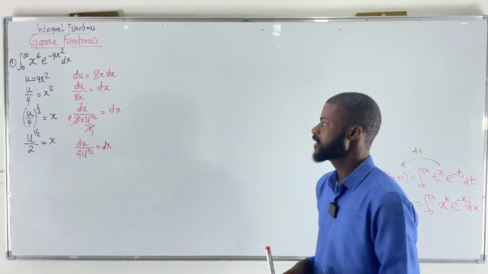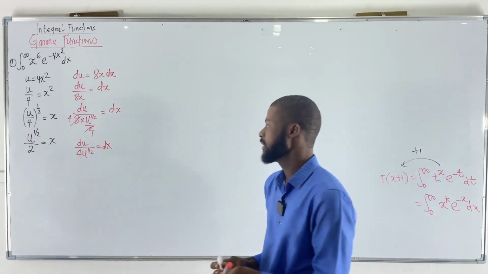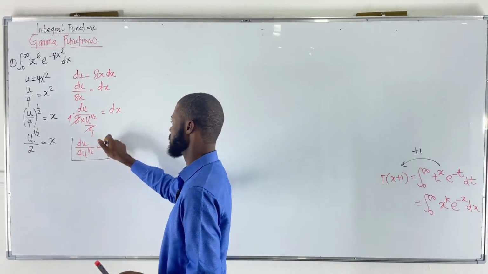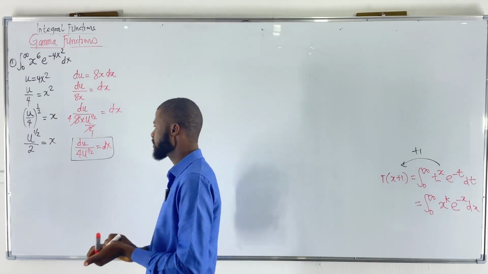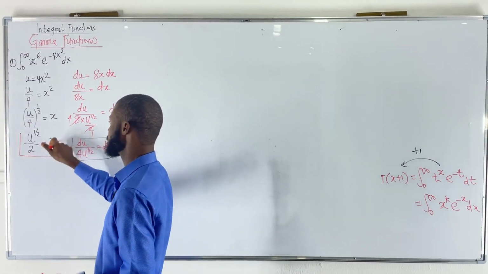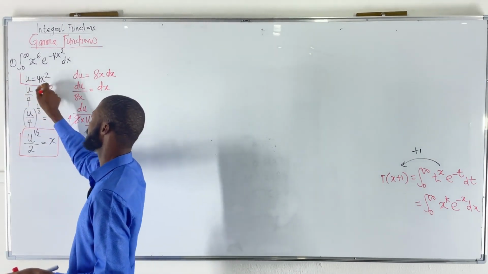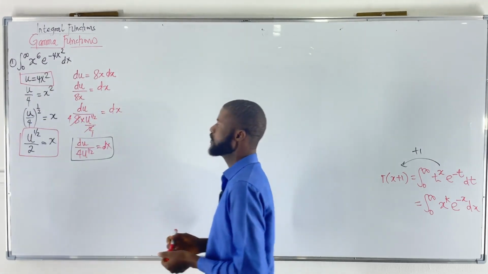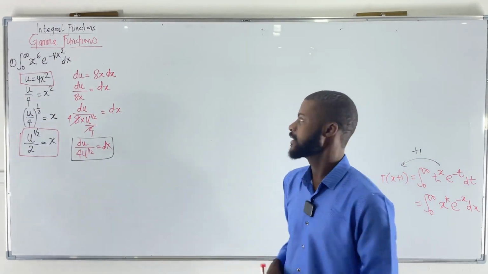Okay, now at this point, we've been able to find everything that we need. So this guy has been gotten. That guy is very important. So let's use all of these to get our answer.